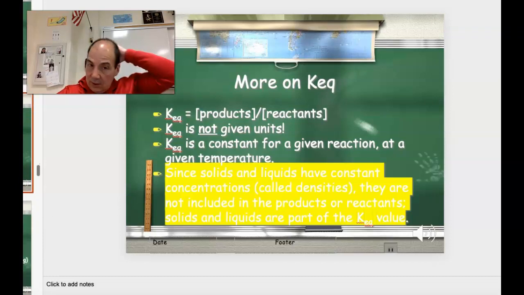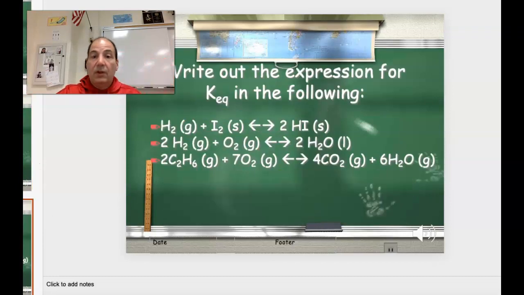All right, so let's look at an example, or three. So here's three reactions. We saw these when we talked about rate laws, and now we want to write out the equilibrium expression. Take a moment, pause the video, give it a try, and I'm going to go on.